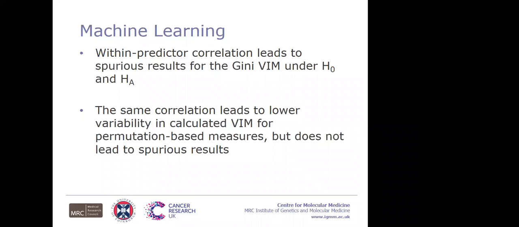Okay, so just to recap that, within-predictor correlation leads to spurious results for the Gini-based variable importance measure, both under the null and the alternative. The same correlation leads to lower variability in the calculated variable importance for the permutation-based measure, but it doesn't lead to spurious results. I think that's the end, yeah. So are there any questions about that section?